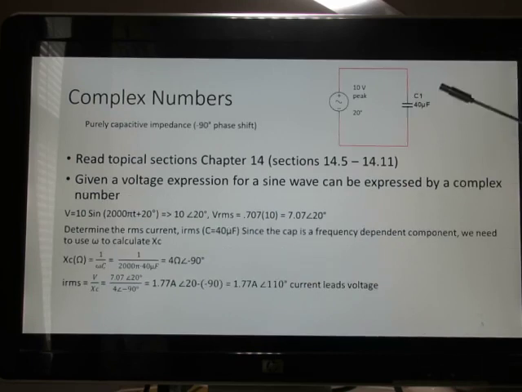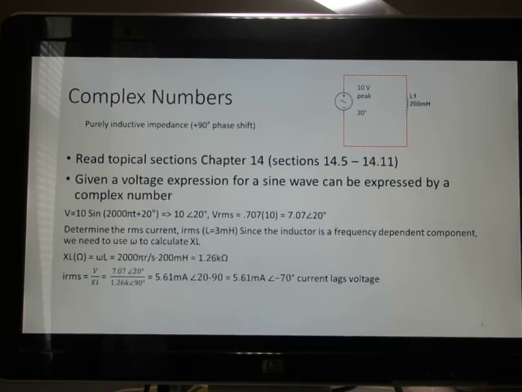If it's purely capacitive, the current will lead the voltage by 90 degrees, and we can see that by our result here. So I have the voltage divided by impedance and end up with 110 degrees, 1.77 amps current RMS. The voltage RMS is 7 at 20 degrees. So the current leads the voltage here, by 90 degrees if it's purely capacitive.